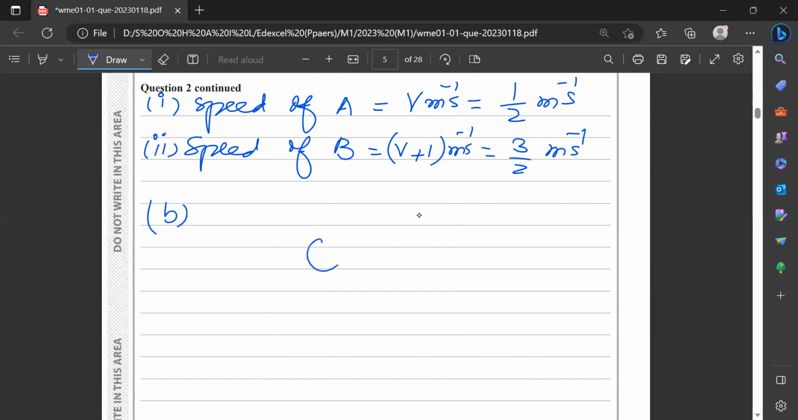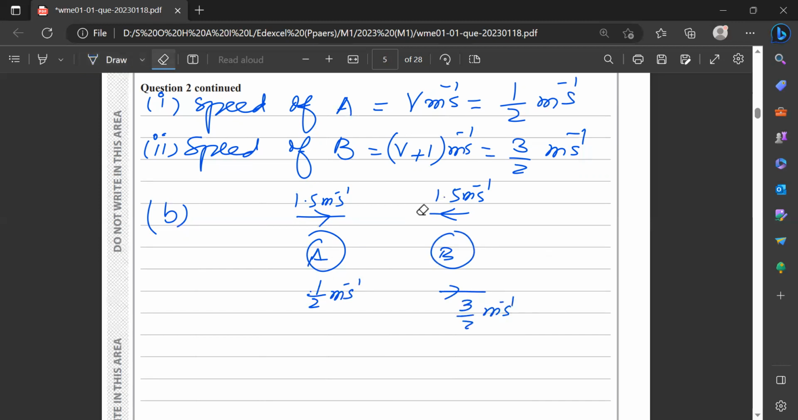Now for your understanding, I can draw this figure again. So this was A, this was B. It was moving towards A with 1.5 meters per second, and here we have the value of v now. So this is 1 over 2 meters per second, and this is again 3 over 2 meters per second.